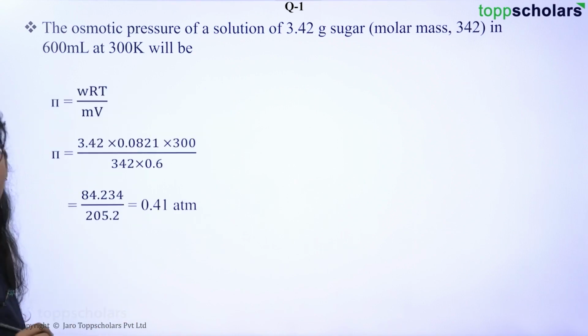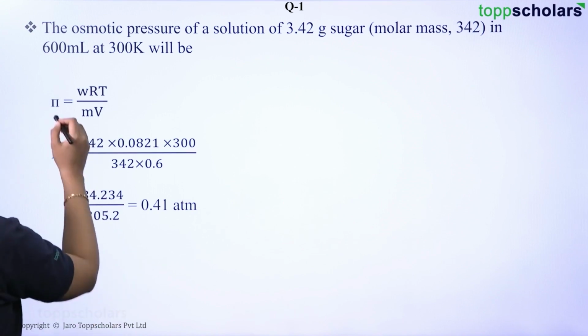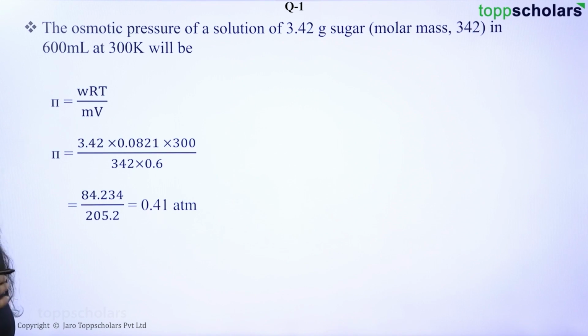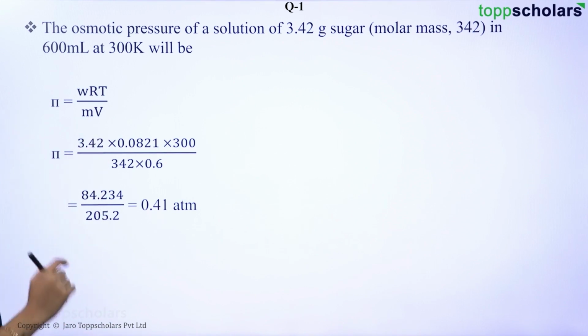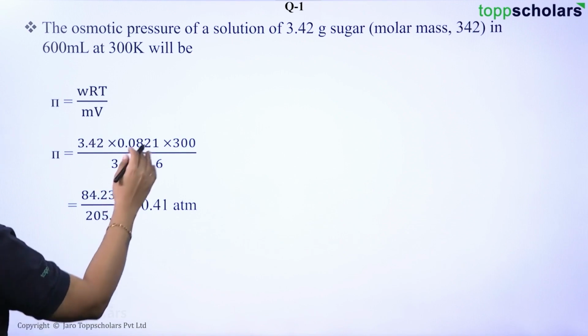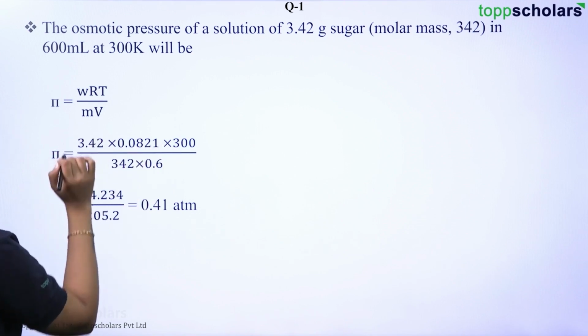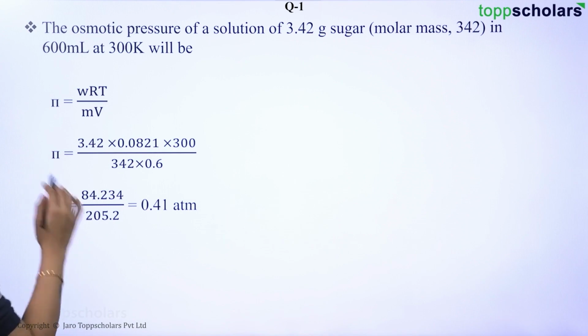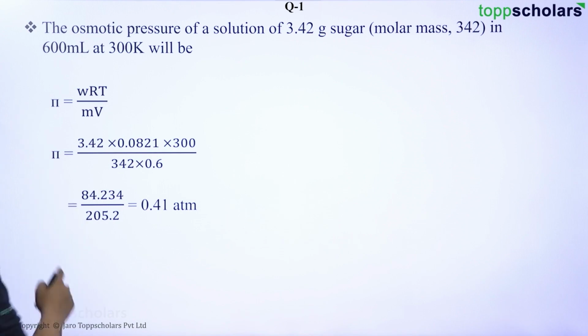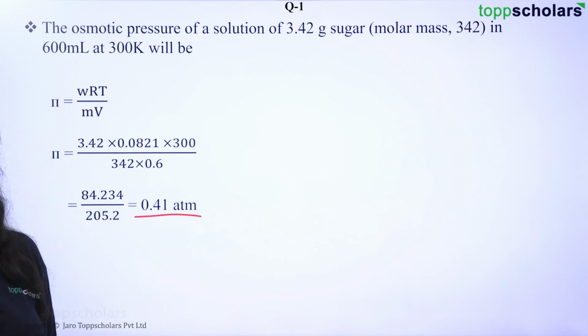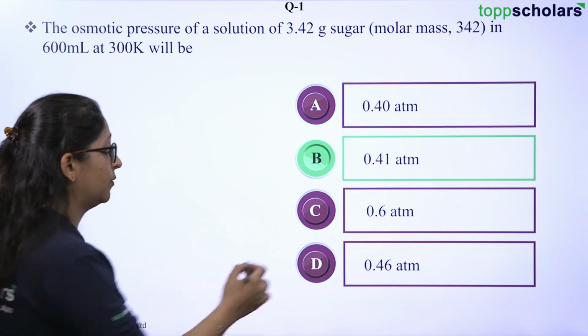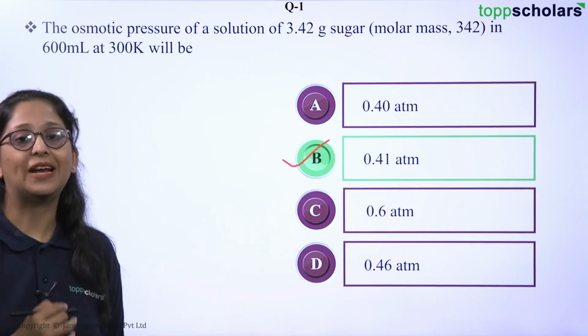And we already know that if we try to substitute into the formula to determine the osmotic pressure, we have pi is equal to WRT divided by MV. So we have weight as 3.42, R is 0.0821, then we have temperature as 300, molar mass as 342 and volume as 0.6. After substituting the value and calculating, we get the answer as 0.41 atmosphere. Hence, the correct answer here is option B, that is 0.41 atmosphere.